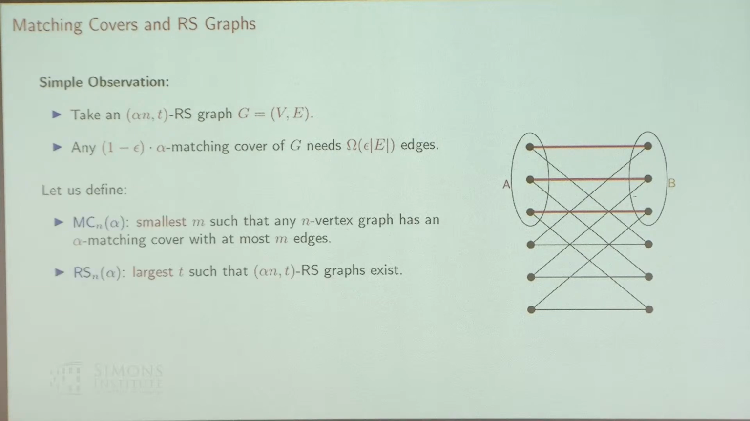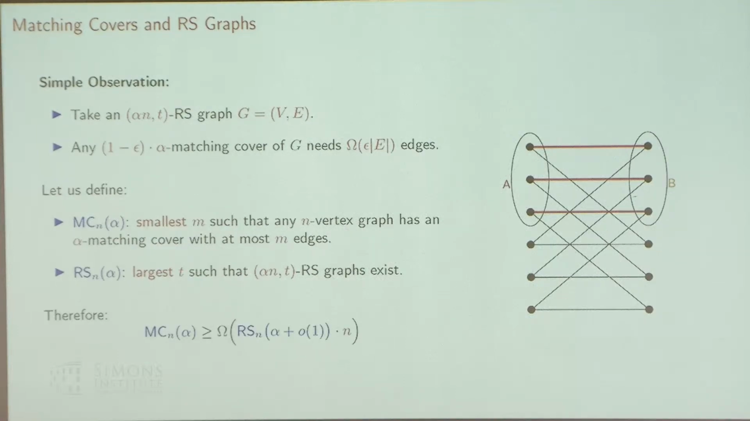So just to make this connection a little bit more clear, define MC_n of alpha to be the smallest m such that any n-vertex graph has an alpha matching cover with at most m edges. So we want sparse matching covers. So let's take the smallest m for which these matching covers exist. And on the other hand, we want dense RS graphs. So define RS to be the largest T such that alpha, n, T RS graphs exist. And I want to emphasize that here for MC, we're using the number of edges. Here we're counting the number of matchings, not the number of edges. So they're going to be a factor of n away from each other.